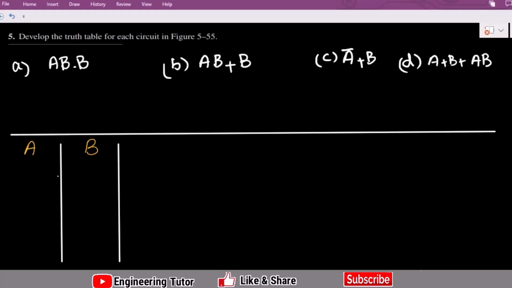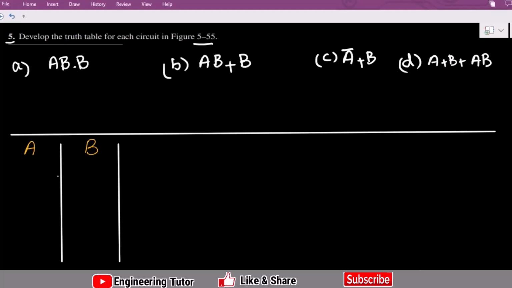Hello guys, I hope all of you are fine. So this is question 5, in which we have to develop the truth table for each of the circuits in figure 5.55. Previously we developed the Boolean expressions for all the circuits given in figure 5.55. Here we have to develop the truth tables for them.